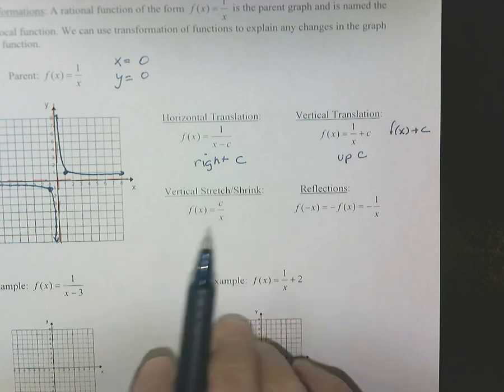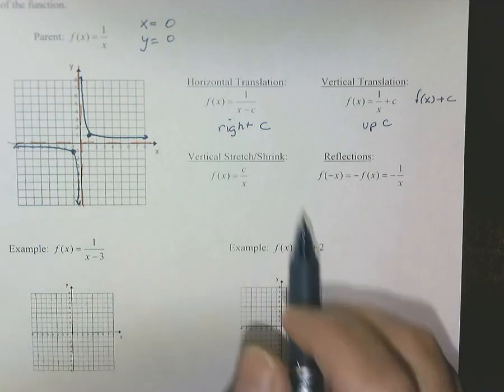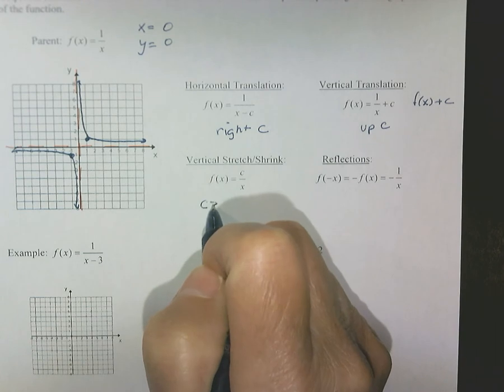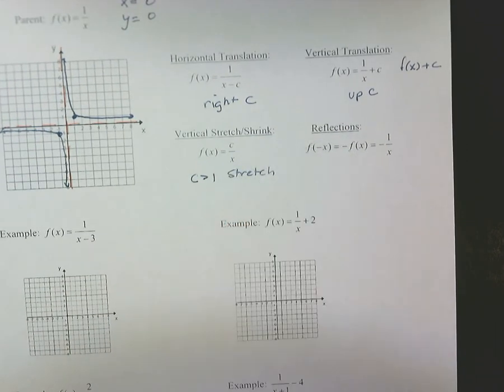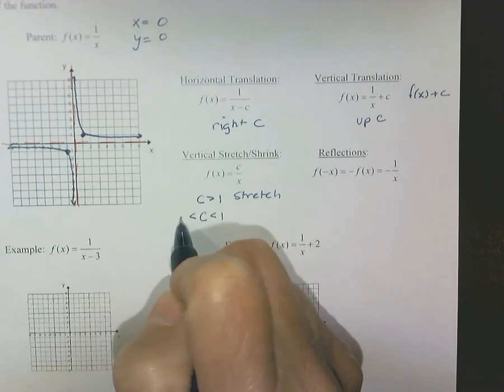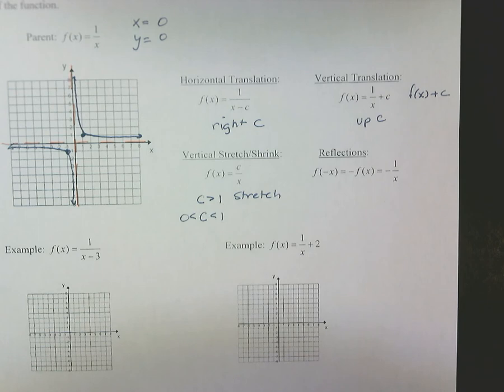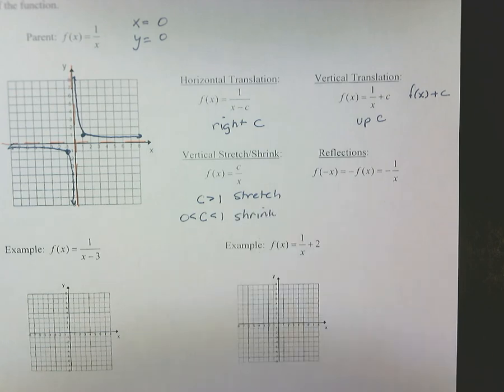We could do vertical stretches and shrinks also. So in this case here, if c is greater than 1, it's a stretch. And if it's a number less than 1, but it's got to be positive, so it's got to be greater than 0, it's going to be a shrink. And there's a way to do horizontal with this too, but it's not going to really affect you much in this course.